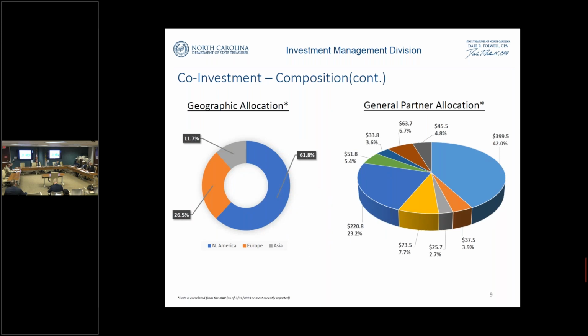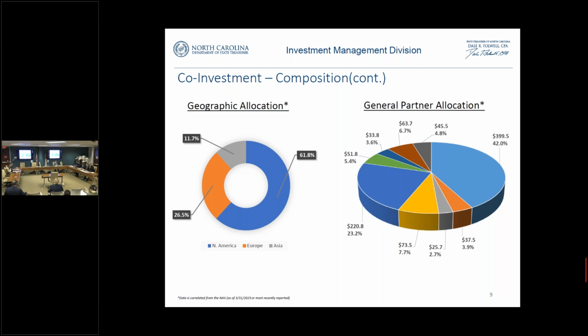Next page, the geographic allocation. It's as you would expect, weighted towards North America and Western Europe. That's where our GPs are. We do nothing in Asia as far as individual GPs, but some of our GPs have exposure. And then on the right-hand side, that's the general partner breakdown.